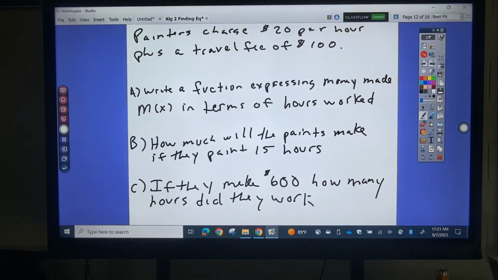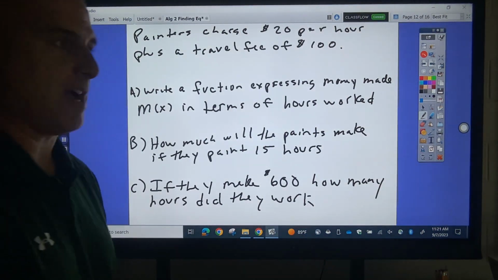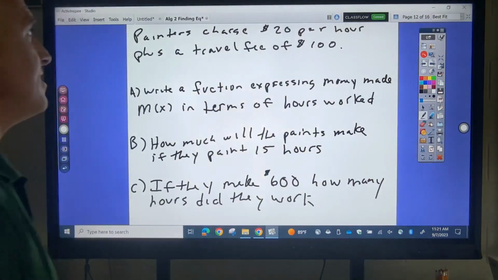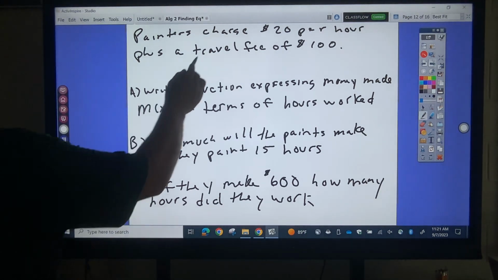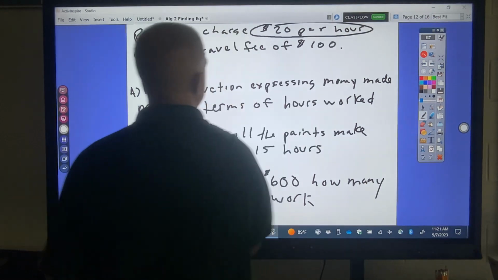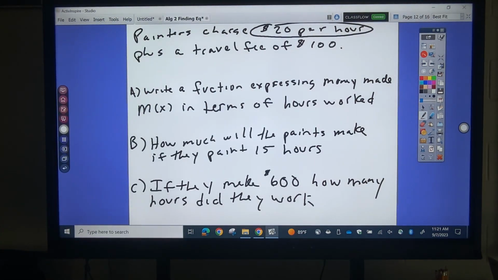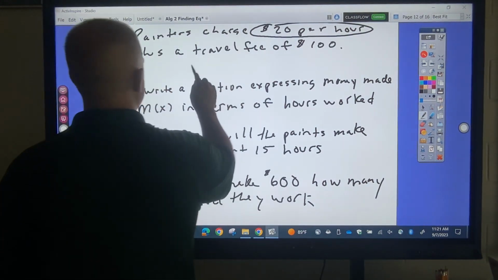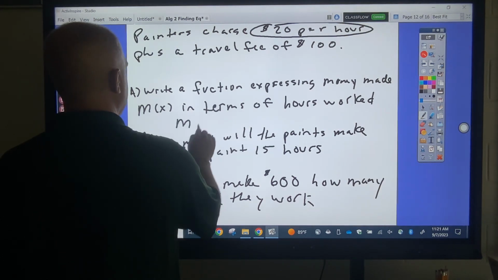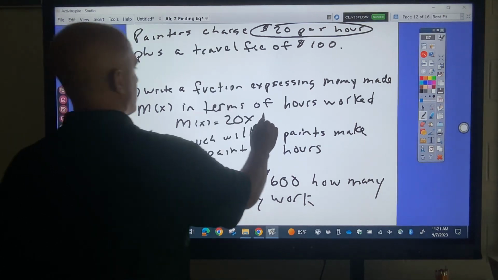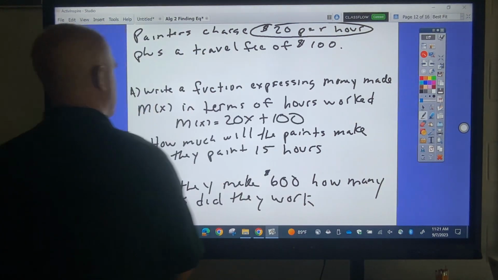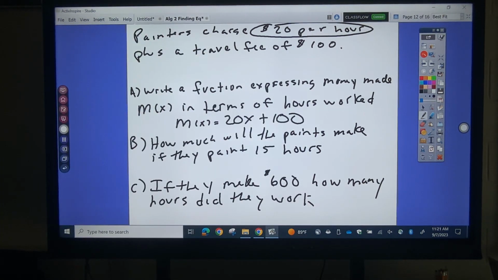Okay, now we're going to go ahead and work on an application problem. All right, it says painters charge 20 per hour plus a $100 travel fee. Write a function expressing how money is made in terms of hours worked. So the concept of per, we sort of talked about this in the last unit. That's going to be your linear variable. So what I'm going to have is the money is then going to be 20x, all right, plus a travel fee of $100, okay? So that ends up being the answer for that.